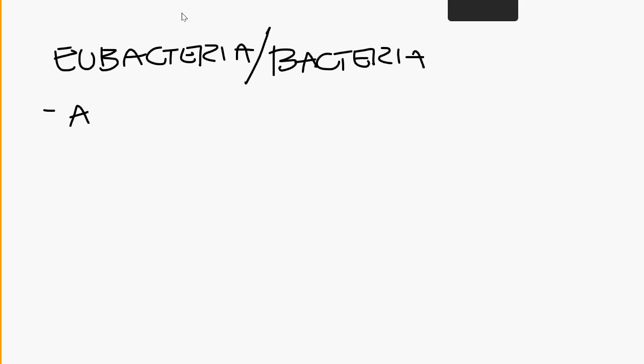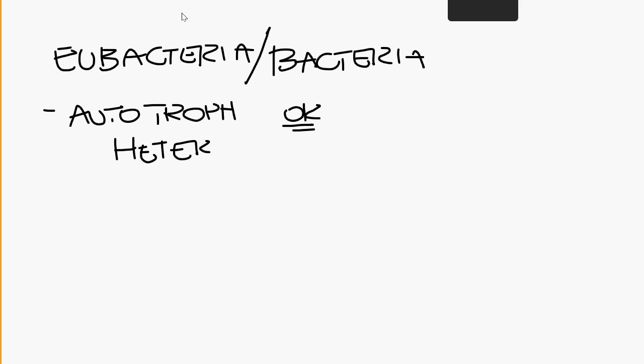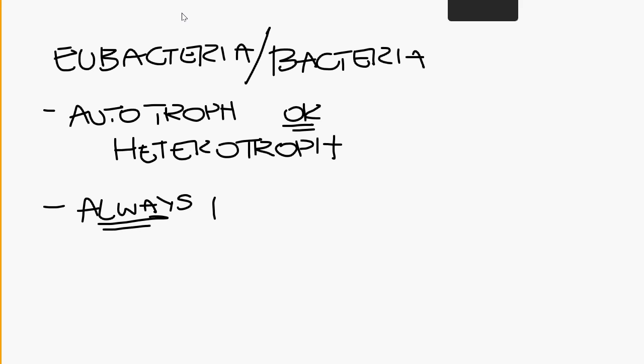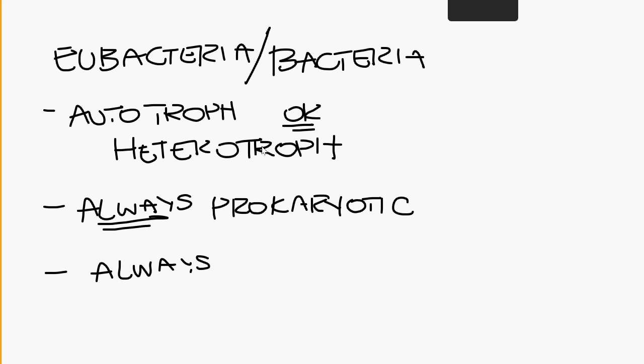can be autotroph or heterotroph. They are always prokaryotic and always unicellular. So these are the components of a eubacteria kingdom or a bacteria kingdom.